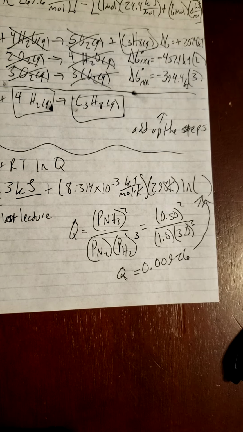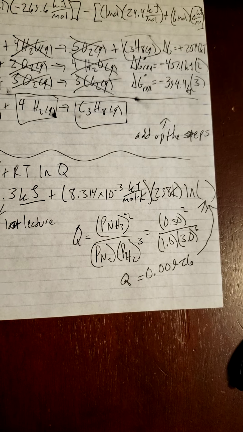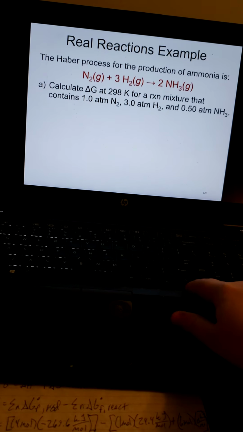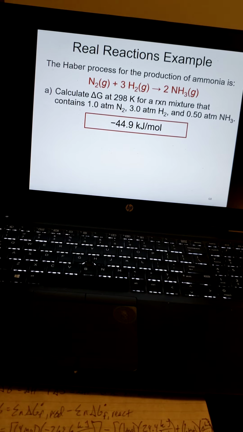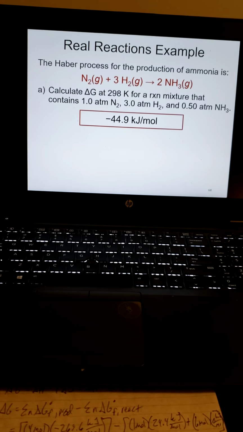All right. So that goes in there. And then basically you just need to plug that into your calculator. So negative 33.3 plus 8.314 e to the negative 3 times 298 times the natural log of 0.00926. And we get that delta G should be negative 44.9. And whether you write this as kilojoules or kilojoules per mole, I would accept it either way. Don't worry too much on the units here, okay? Kilojoules or kilojoules per mole are fine.